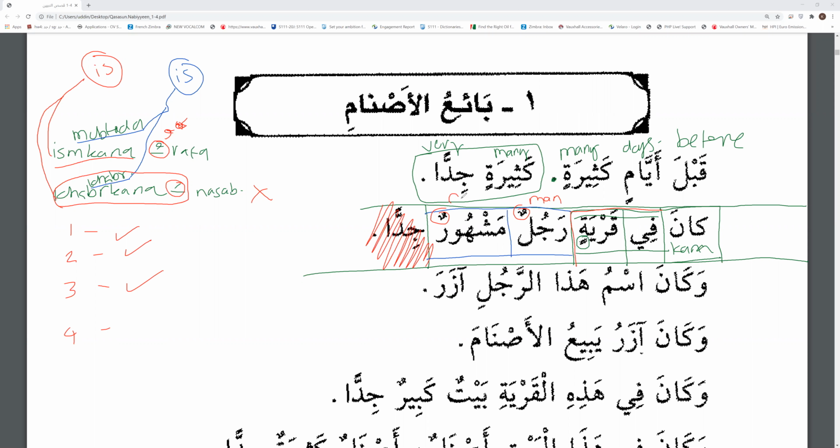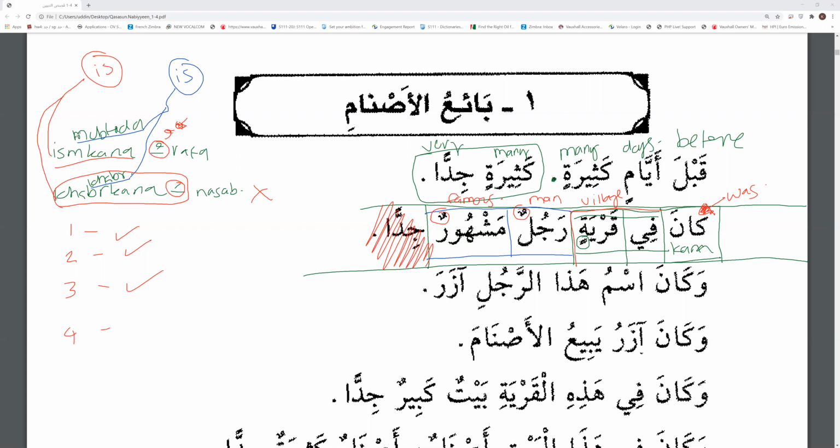Mashhur means famous. Man. Yeah. Famous man. So, we know it's mawsuf sifa. With mawsuf sifa, there's no "is" in between. It's just a complete description. A famous man. Kana also means, I'll just tell you what that means. It means was. This word here, qaryatin, means village.